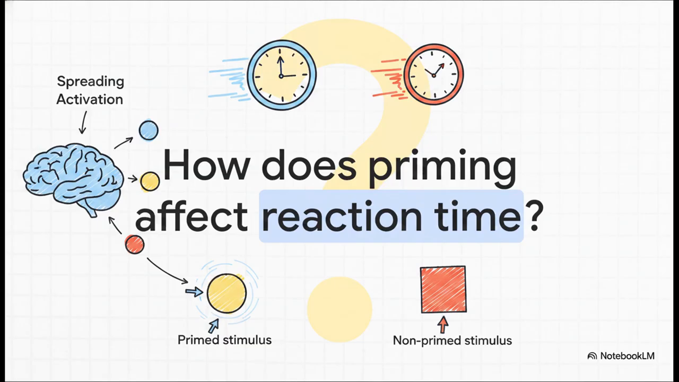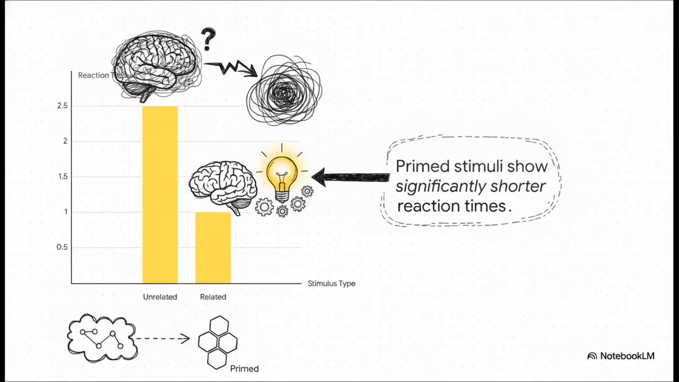Before we reveal the actual results, I want you to predict the outcome based on that spreading activation theory we just talked about. What do you think happens to a participant's reaction time when they're shown a primed stimulus compared to a totally non-primed one? Take a guess. And boom!